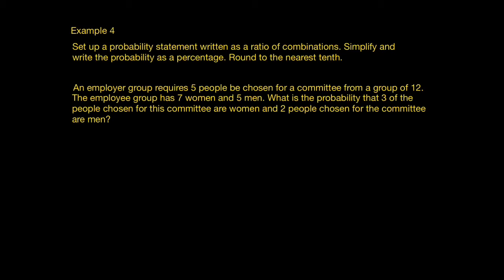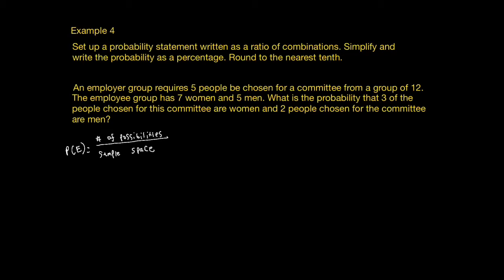Alright, let's try to set up this problem. It says an employer group requires 5 people be chosen for a committee from a group of 12. Now the employee group has 7 women and 5 men. What is the probability that 3 of the people chosen for this committee are women and 2 people chosen for the committee are men? So our probability of the event here is going to be the number of possibilities over the sample space. So let's get the number of possibilities.